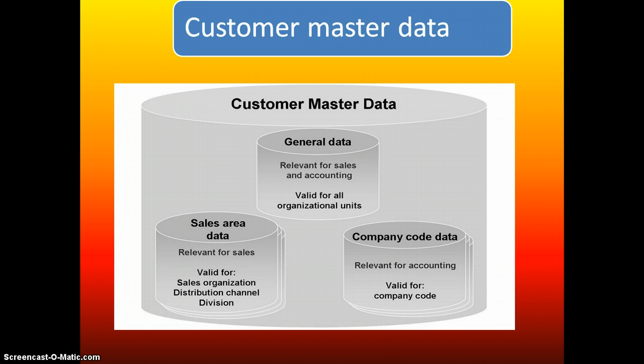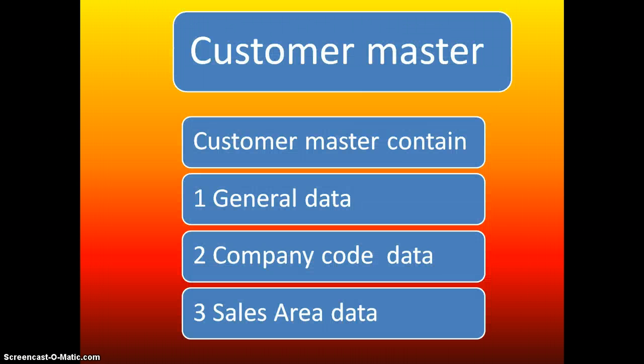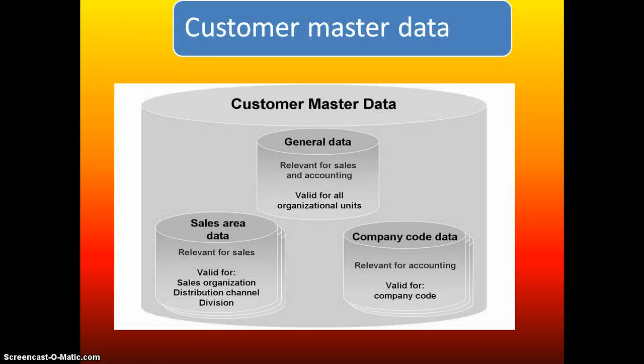When you create the customer master, it contains three types of data: general data, company code data, and sales area data. General data is generally relevant for accounting and sales also. It is valid for all organizational levels. Sales area data belongs to sales, and the company code data is relevant for the accounting point of view. The sales area covers sales organization, distribution channel, and division, and company code data is relevant for the company code.